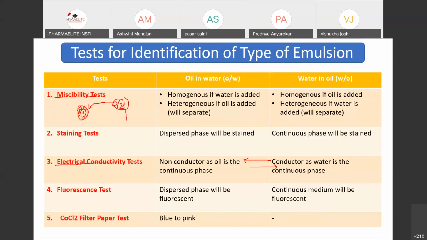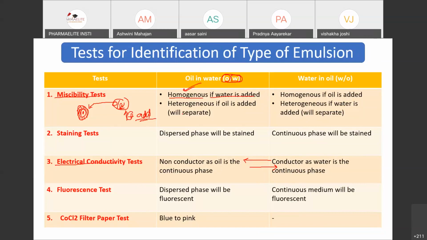Now if I'm adding water to this particular emulsion, can I say that I'll get a homogeneous phase? Water is the external phase, and I'm adding water to it. So obviously I'll get a homogeneous phase if water is added to an oil in water emulsion. Oil is inside, water is outside. If I add water, I'll get a homogeneous phase.